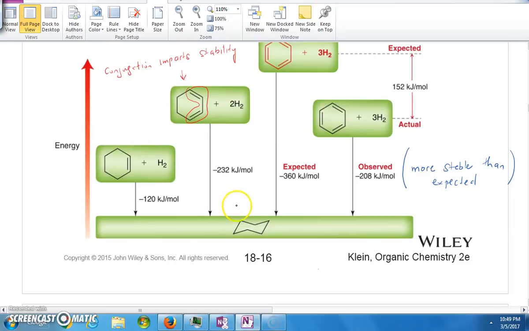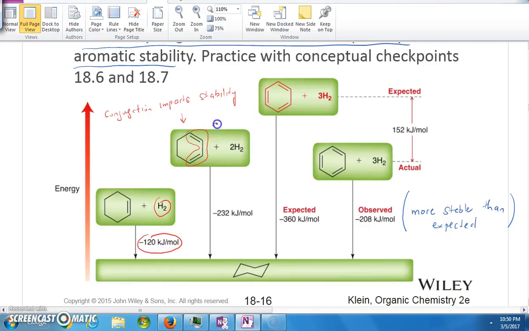For instance, if you look at cyclohexene, and if you hydrogenate cyclohexene by adding 1 mole of hydrogen, you get 120 kilojoules per mole of heat that is released. Now, if you look at the diene, you have negative 232 kilojoules of heat released, as opposed to the negative 240 we expect. Okay, that means that because we get less heat, it simply suggests that conjugation imparts stability to the molecule.